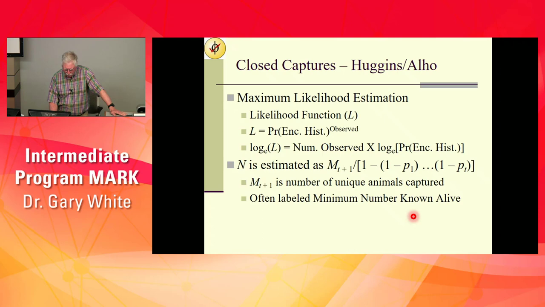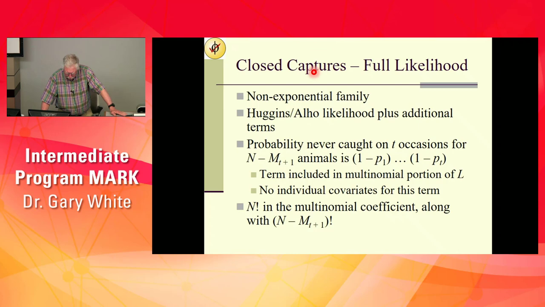That's sort of the index that people use. When you have the full likelihood, and you put N in the likelihood, as opposed to what the Huggins model does, where it's conditioned out, you've got the number of animals never caught as N minus M of T plus 1, right? N's the population size. M of T plus 1's the number you caught. So the probability of those N minus M of T plus 1 animals is 1 minus P1, through 1 minus PT, that product.